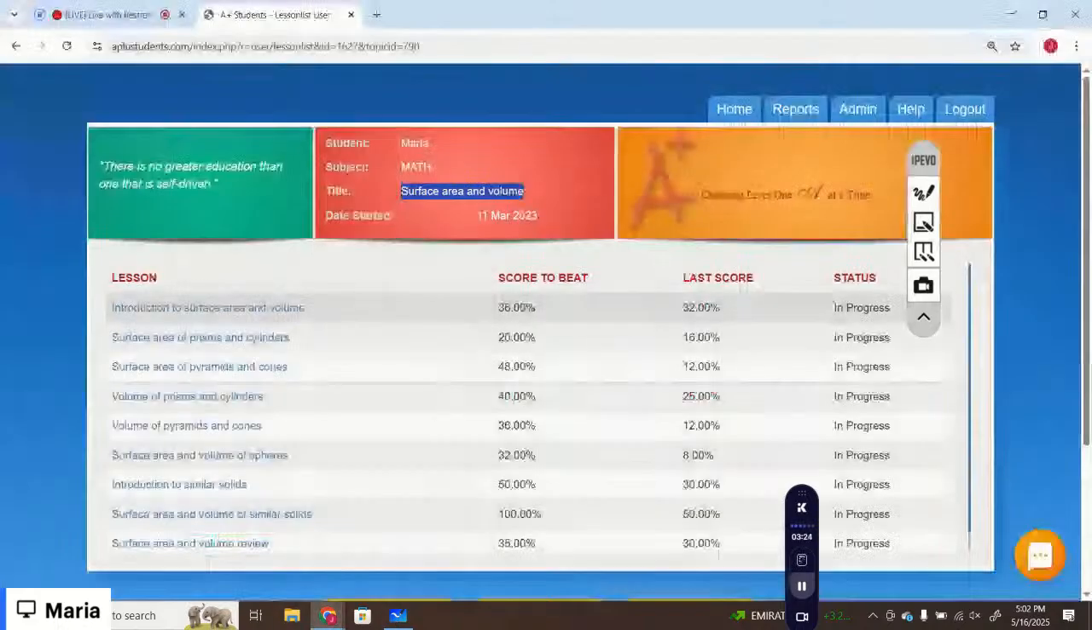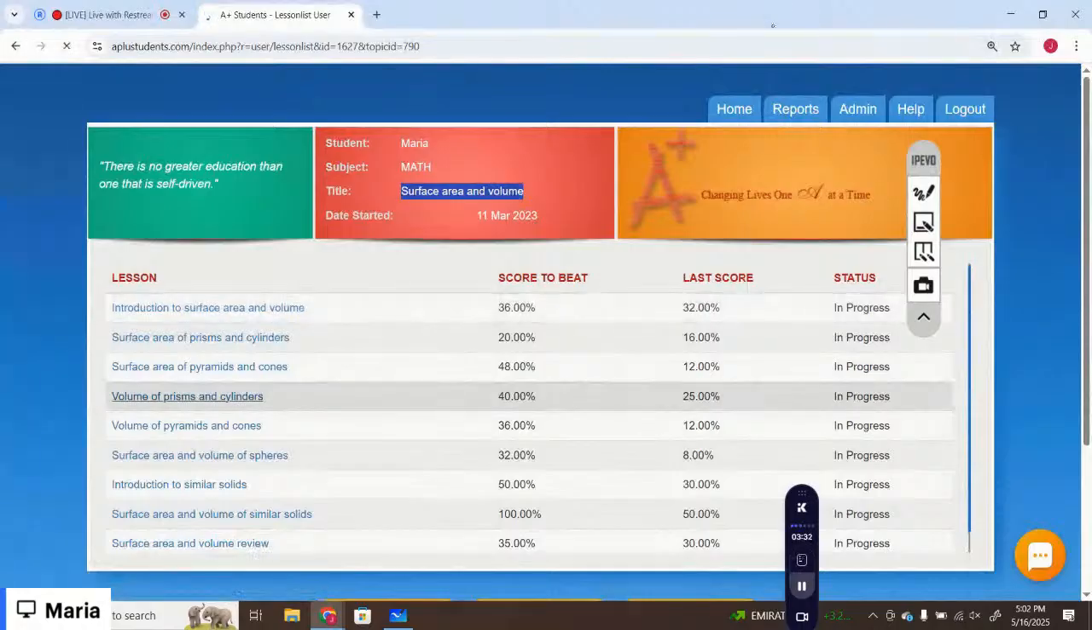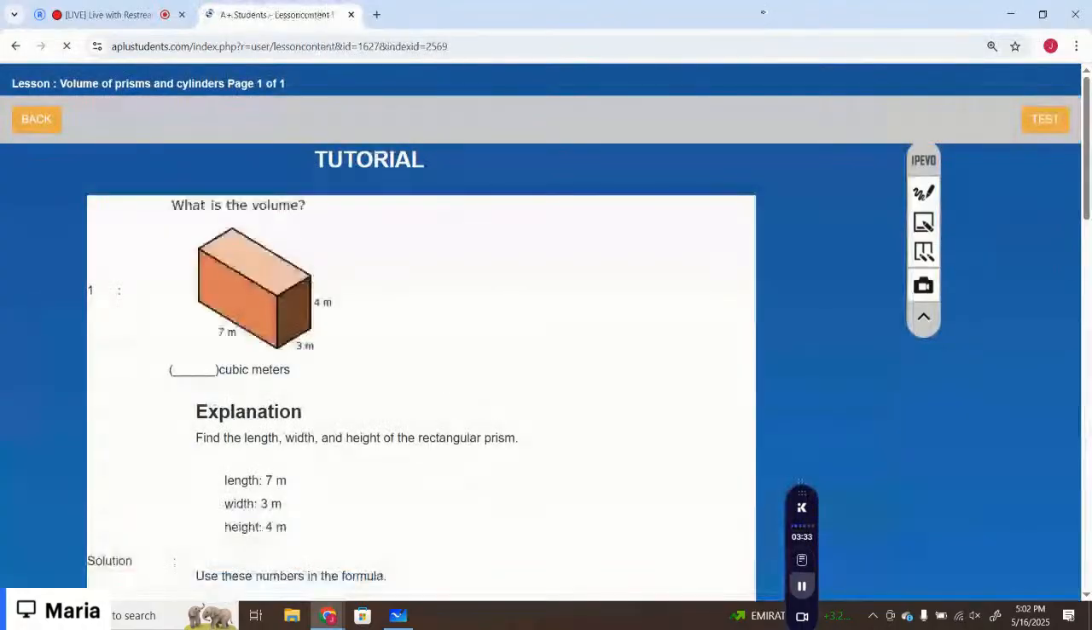Okay, so this is grade 10 math, the chapter we are on right now is surface area and volume. Let's start with the lesson that is volumes of prisms and cylinders.